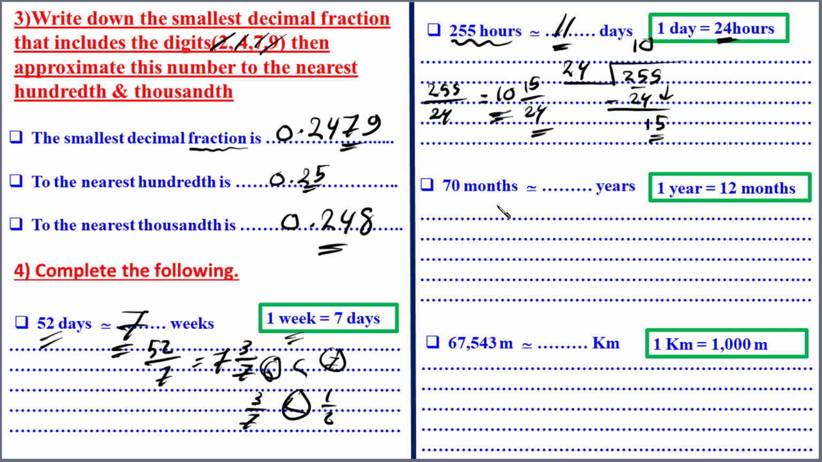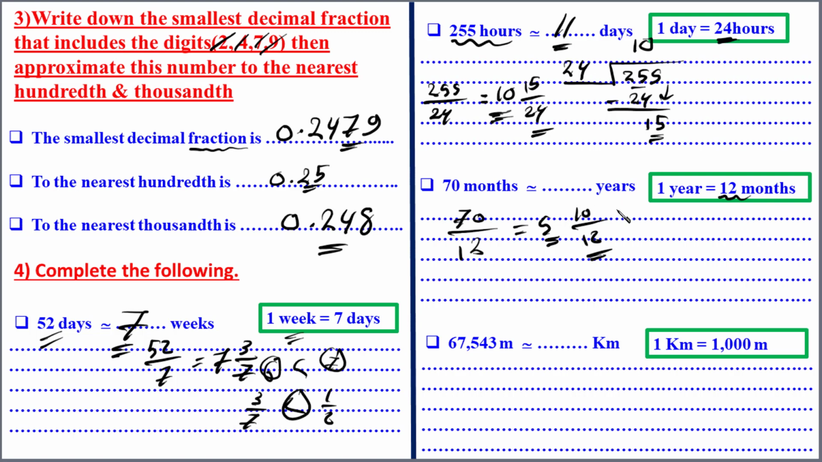Another one: 70 months approximately equals how many years? How many months are in 1 year? We studied before, 12 months. So convert 70 months to years. 6 times 12 equals 72, you can find it mentally, and 72 is greater than 70. So 70 divided by 12 is 5. 5 times 12 equals 60. So the remainder will be 10 over 12.